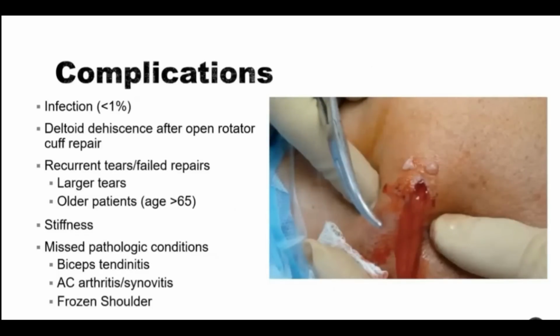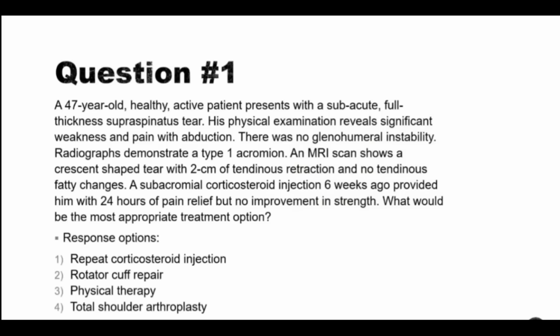Complications, certainly there's a risk. There's risk with any surgeries that we do. The risk of infection is less than 1%. You can get deltoid dehiscence after an open cuff repair. Recurrent tears and failed repairs definitely happen more often with larger tears, those tears that are under tension, and in patients that are older, that smoke, that have diabetes. Stiffness is a risk, and you may end up having to go back. In those cases, it's not common, thankfully. And then missed pathologic conditions, so biceps tendonitis, AC joint arthritis, frozen shoulder. So obtaining a thorough history, physical exam, and imaging is all important to really lower the risk of missing anything.